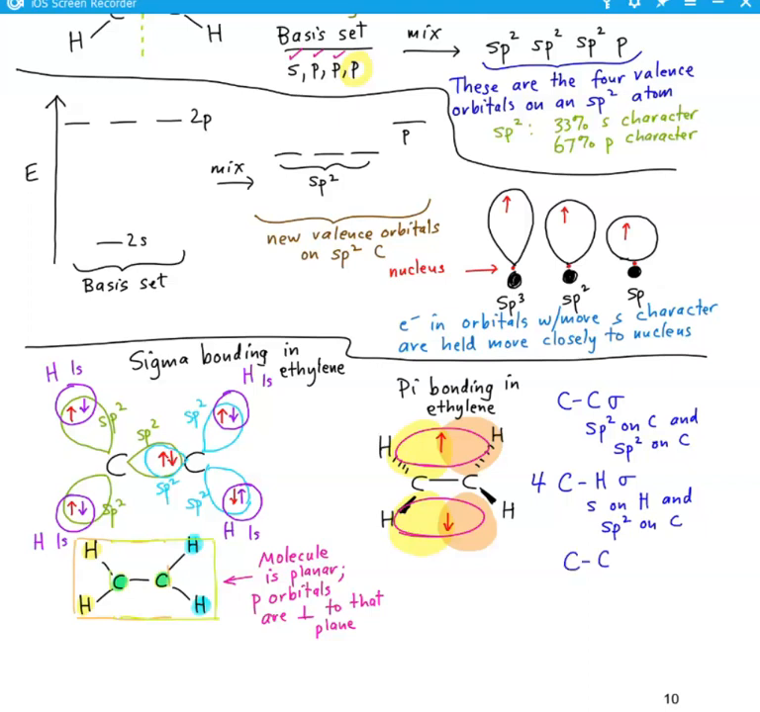And finally, there's a CC pi bond. That's formed by a p orbital on one of the carbons overlapping in a side-to-side fashion with a p orbital on the other carbon. So this would be our valence bond theory explanation or description of the bonding in ethylene.